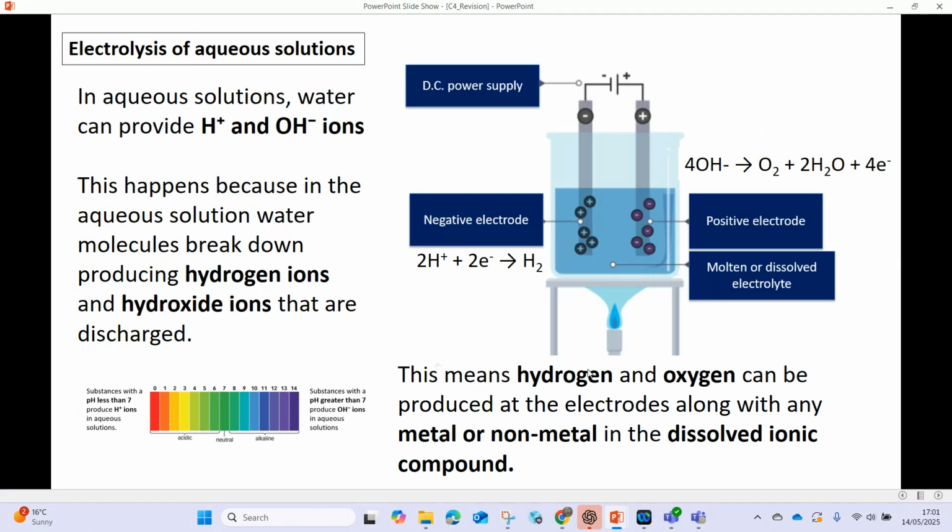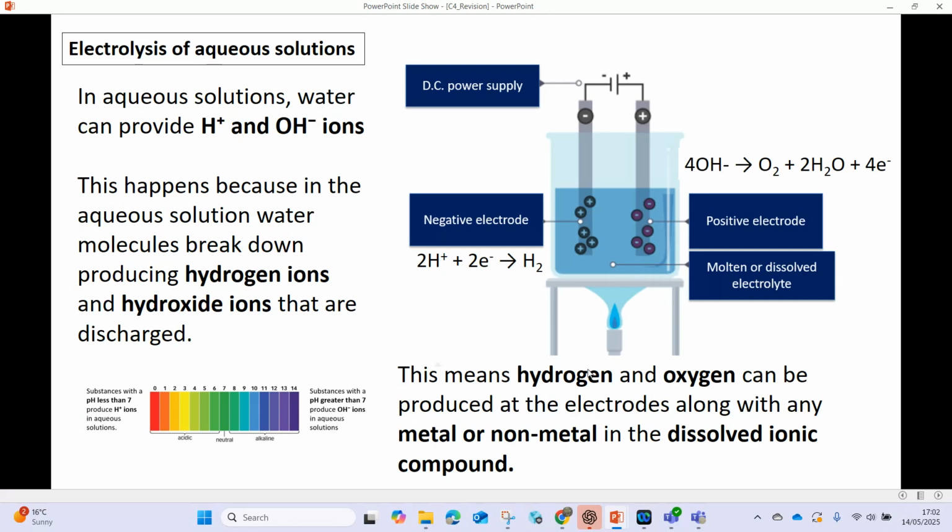And you can also use electrolysis in aqueous solutions. Remember, an aqueous solution has hydrogen and hydroxide ions, because water has hydrogen and hydroxide ions in it. That means they will get involved in being attracted towards the negative and positive electrodes. So hydrogen and oxygen can be produced at these electrodes, as well as any metal or non-metal that might be dissolved in that solution.